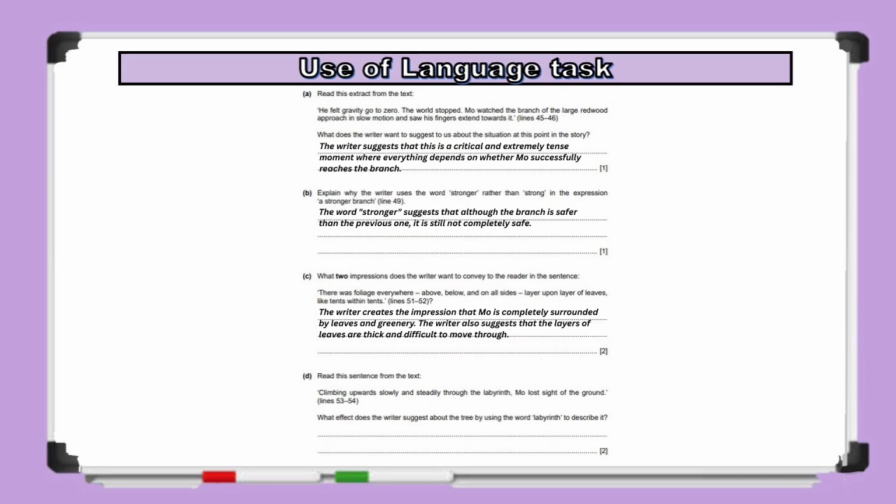The writer also suggests that the layers of leaves are thick and difficult to move through. Each impression earns 1 mark, so always make sure both ideas are included. Next comes question 2 part D.